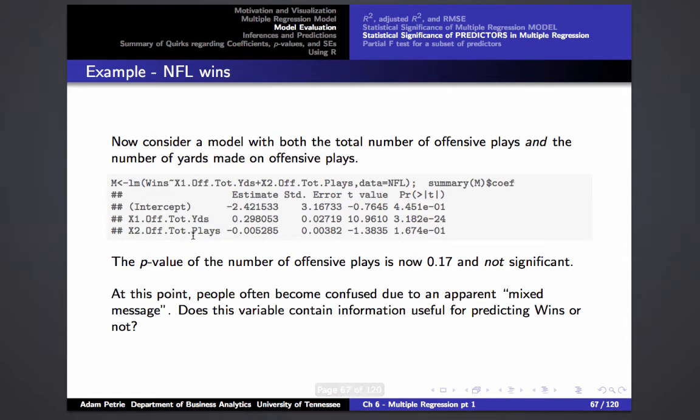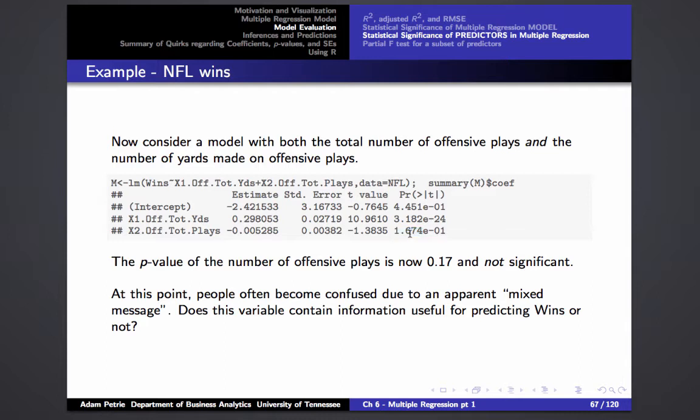So interestingly, if we consider a model with not just offensive total plays in it, but also offensive total yards, what we see is something a little bit weird. Well, if we look at the p-value of the offensive total plays, we see the p-value is 16.7%. So it is not statistically significant.